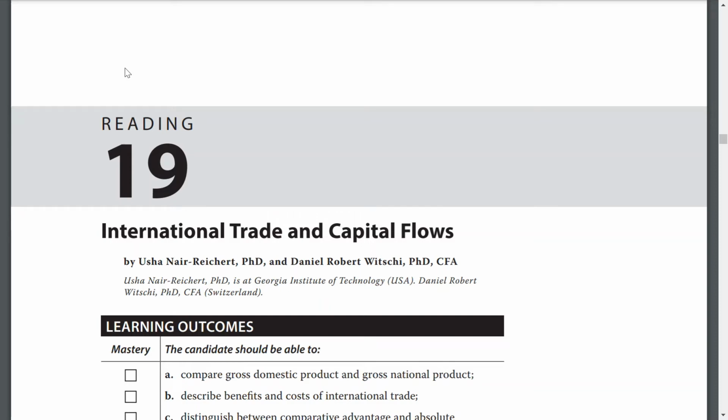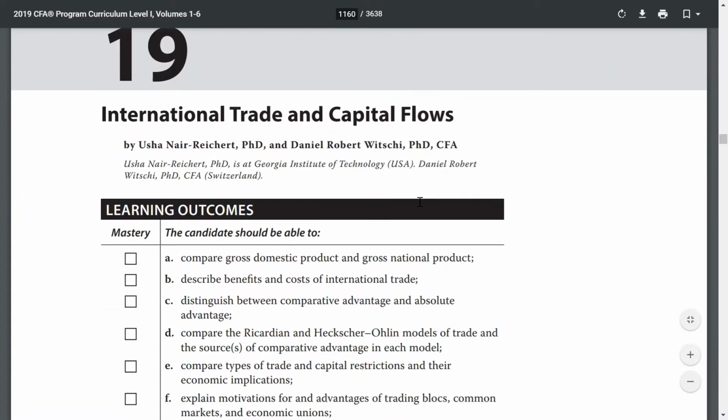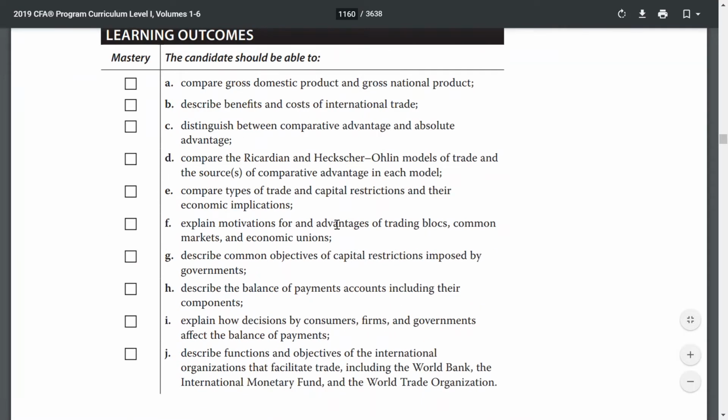Okay, Reading 19 of the CFA Level 1 program curriculum on economics, now on international trade and capital flow. Learning outcomes: the candidate should be able to compare gross domestic product and gross national product, describe benefits and costs of international trade, distinguish between comparative advantage and absolute advantage, compare the Ricardian and Heckscher-Ohlin models of trade and sources of comparative advantage in each model.